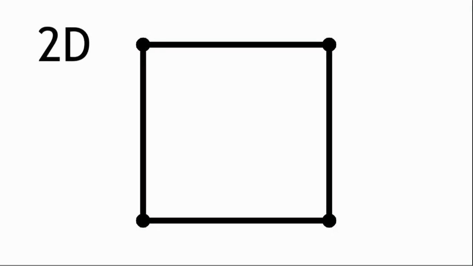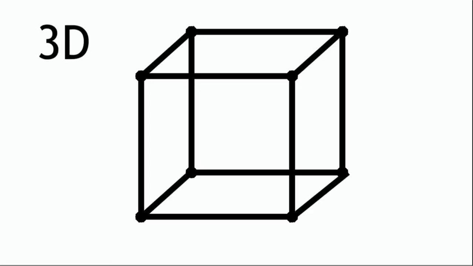Let's duplicate that line and add lines in between the points. The figure is a two-dimensional plane and has width and length but not height. Let's duplicate it again and add lines between the corresponding points. This is a cube, a three-dimensional figure that has width, height, and length. Those are the three dimensions.